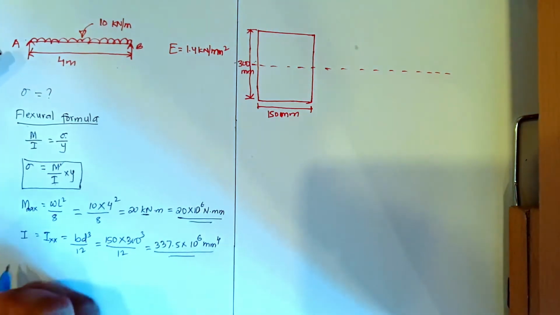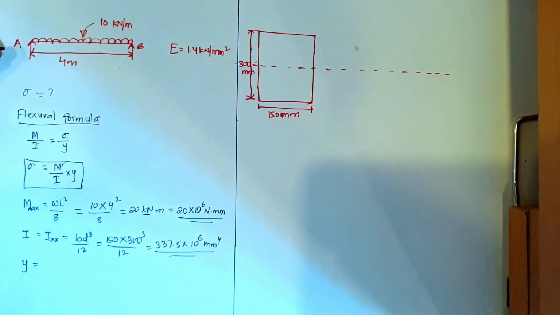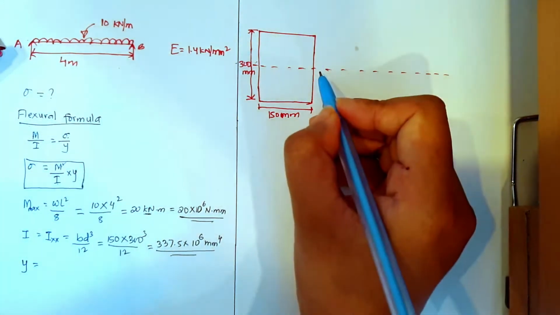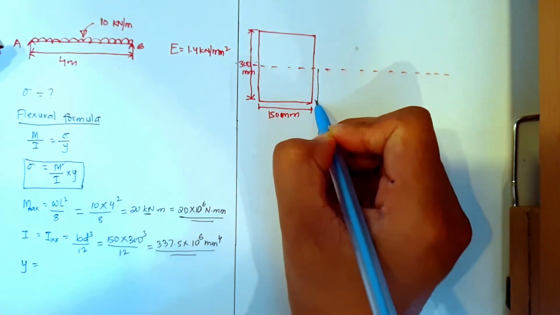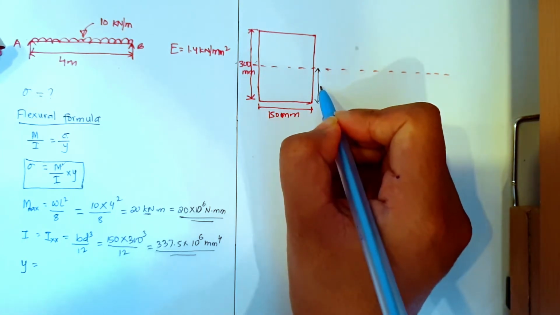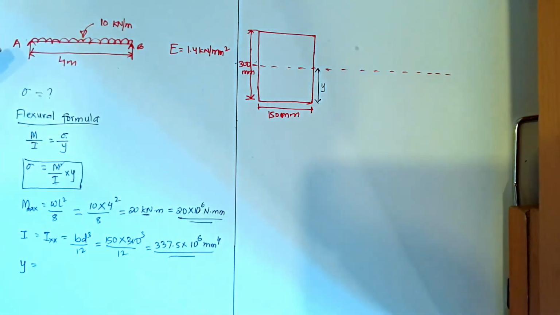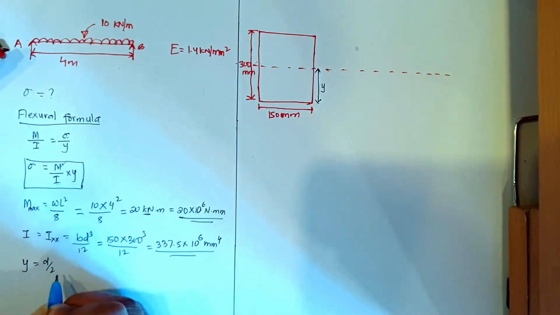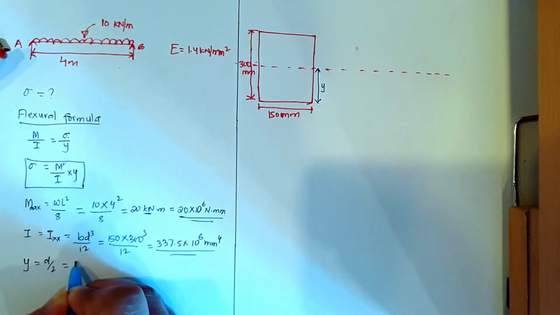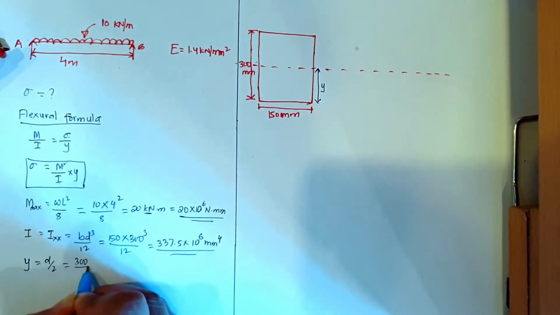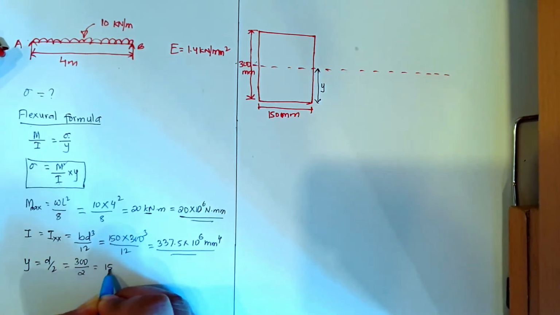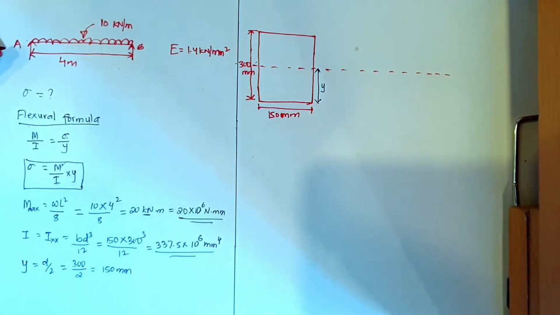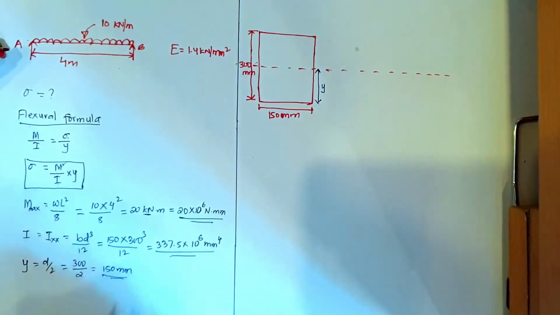Now after this you need to find y. Y will be equal to this depth. Okay, this is y. So how much will y be? Y will be equal to d by 2. So how much is d? Total depth is 300 divided by 2. So you get 150 mm. Right, so you have 150 mm.